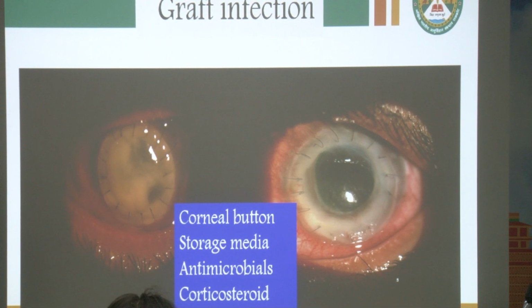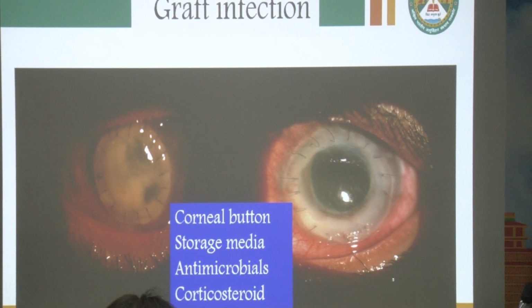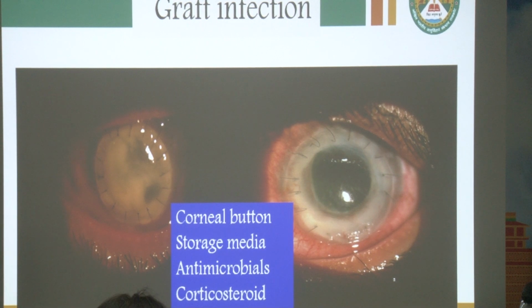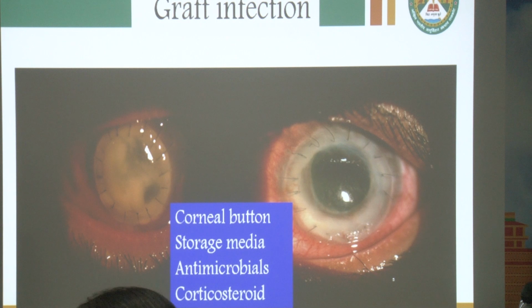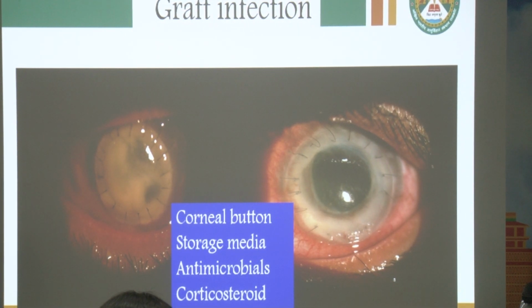So in these cases, especially when we are going for repeat grafting, we have to make sure that we are using cornea from a safer source. Like we need to rule out the primary infection at that point. And we need to consider the color and everything about the storage media. Antimicrobials, as per the culture sensitivity report, if it is available, and withhold corticosteroid if possible, at least in the early period, because here the aim is not visual gain.